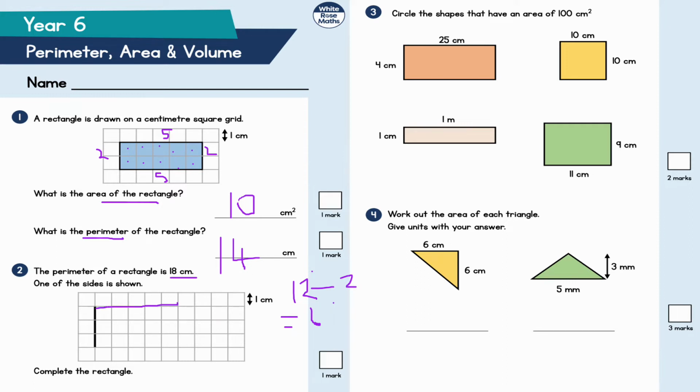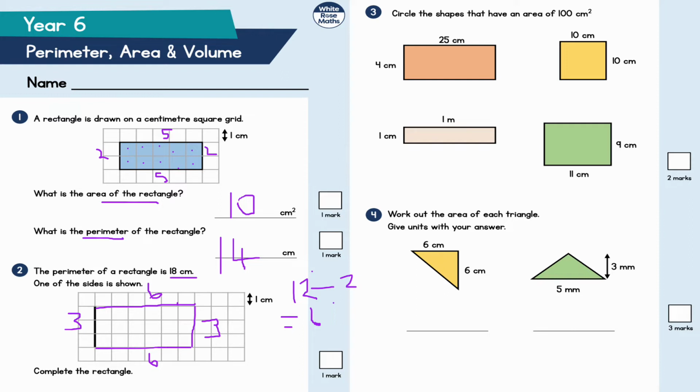1, 2, 3, 4, 5, 6. And then I'm going to draw 3 lines going down. And then I'm going to do 6 going across. And I can check my answer. 6 plus 3 plus 6 plus 3 does give me 18, because 6 plus 3 is 9, 6 plus 3 is 9, 9 plus 9 is 18.